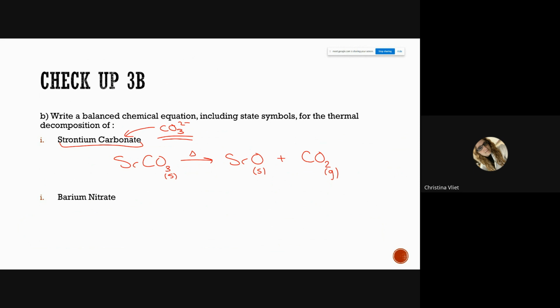Is this balanced? It is. 3 oxygen is 3 oxygen. One strontium, one carbon, one carbon. It's balanced.